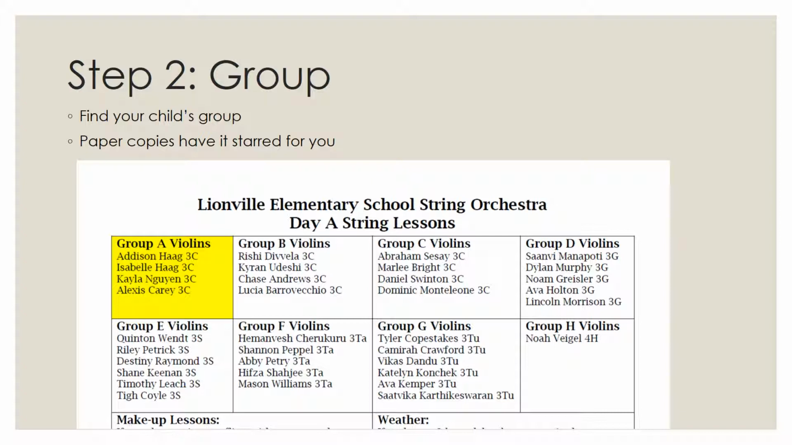The next step would be to find your child's lesson group. For example, Addison, Isabel, Kayla, and Alexis are part of Day A, Group A. The 3C after their names stands for the grade, third, and the classroom teacher, Chrissy. They will come to lessons together each week. Your child's group is starred for you on the paper copy to make it easier to find.